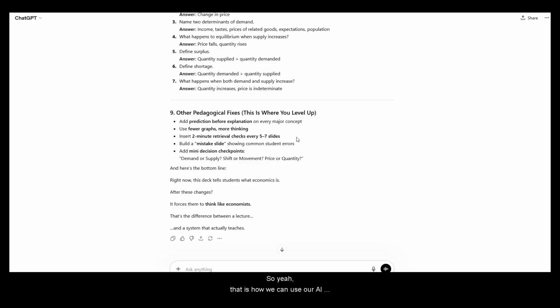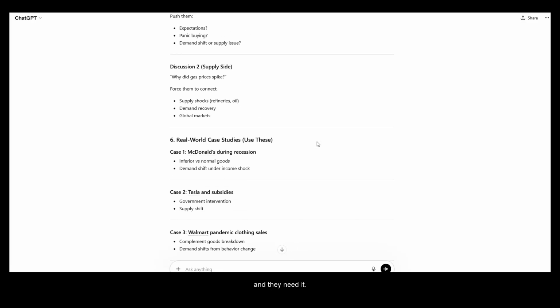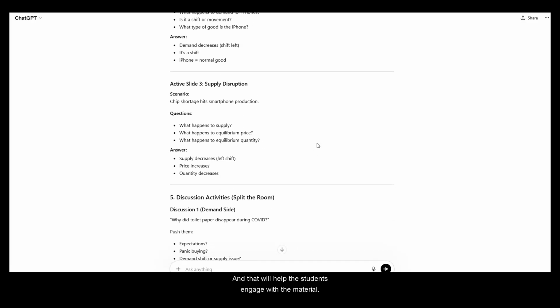So yeah, that is how we can use our AI to help buff up our slides that are kind of old and stagnant and they need it, and that will help the students engage with the material.